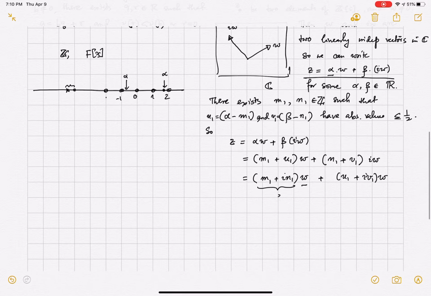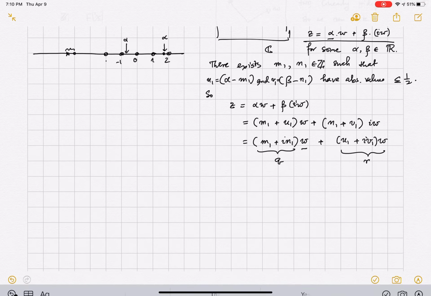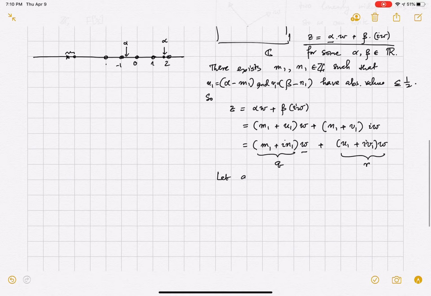So I let this be the q and this be the r. Okay, so now let q be m1 plus i n1. That's an element of Z[i], and r is the rest.